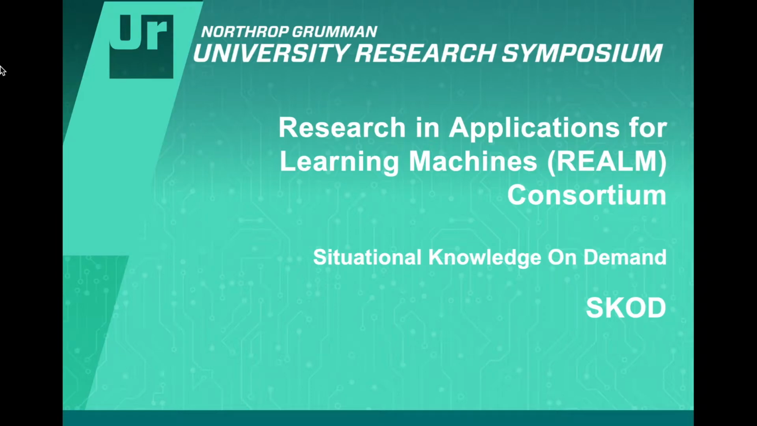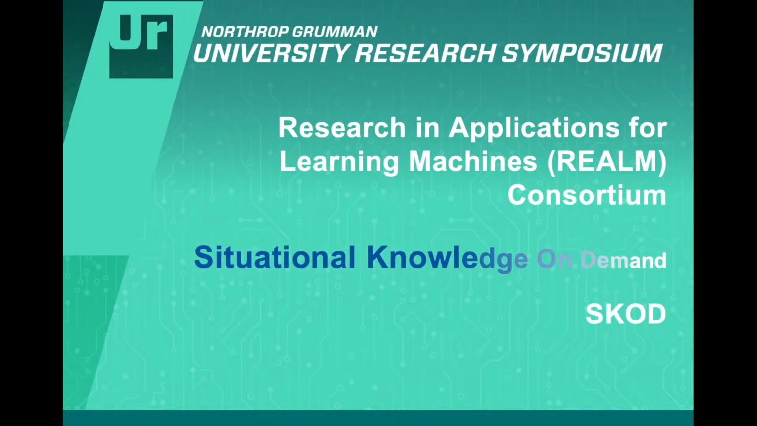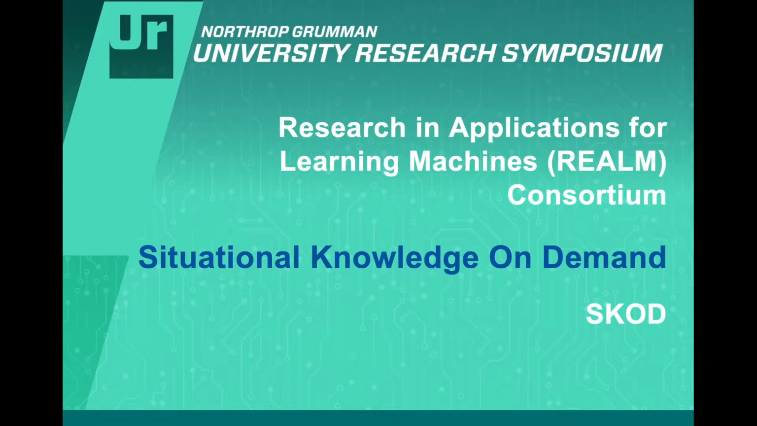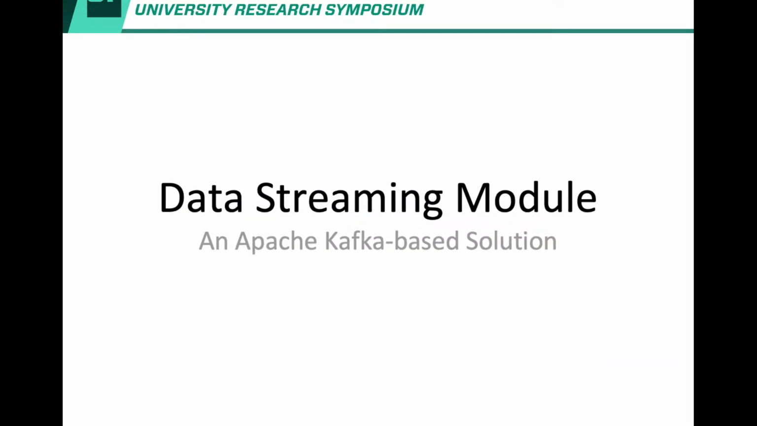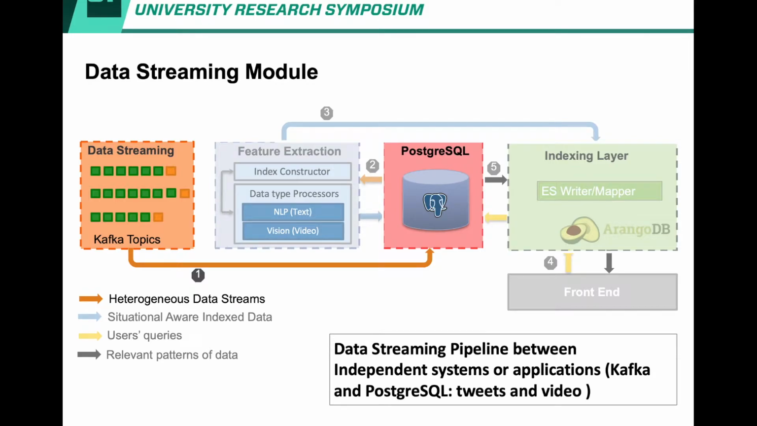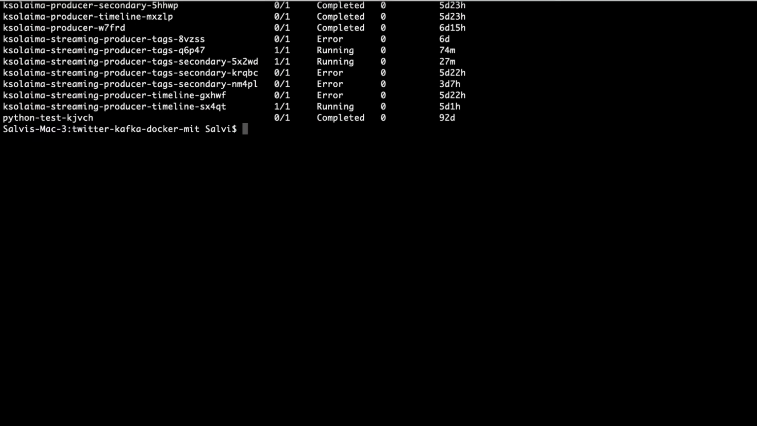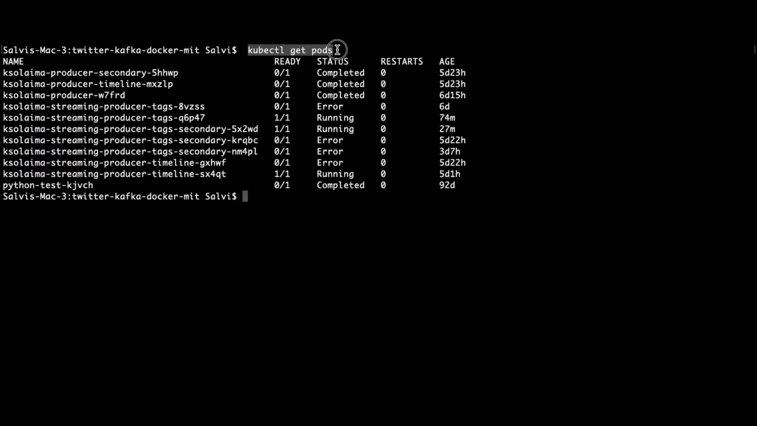We now present a demo for the project, Situational Knowledge on Demand. There are 4 essential modules for the proposed architecture of SKOD. In the data streaming module, we built a data streaming pipeline between different sources of data and the relational database. For production-ready deployment, we are running all our Docker containers in Kubernetes.